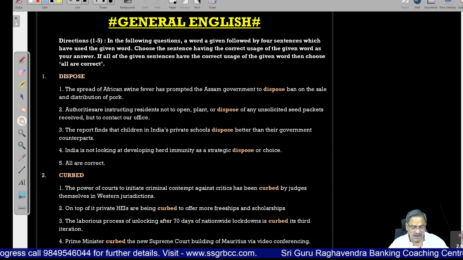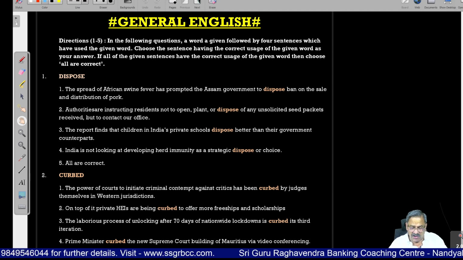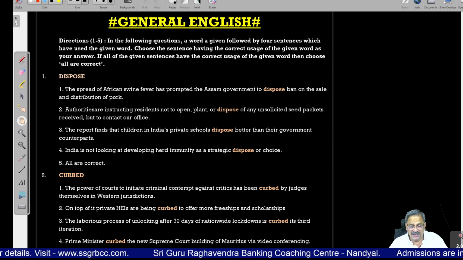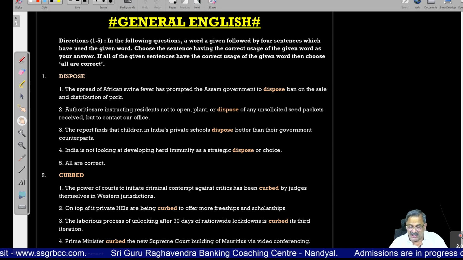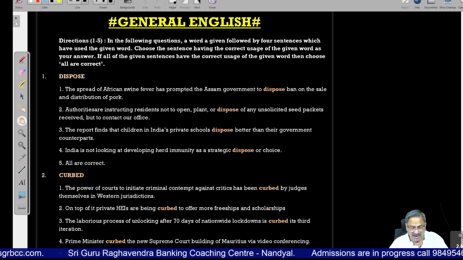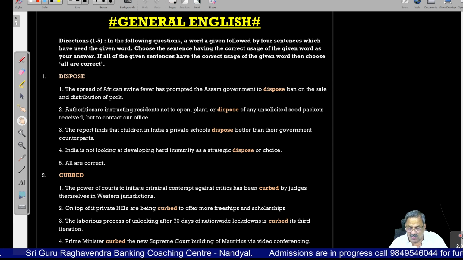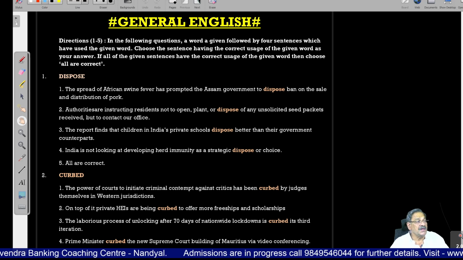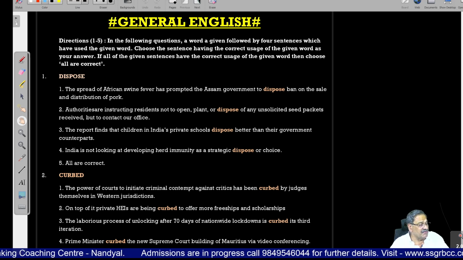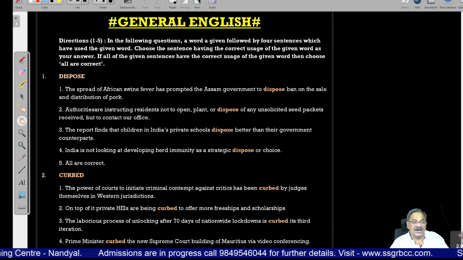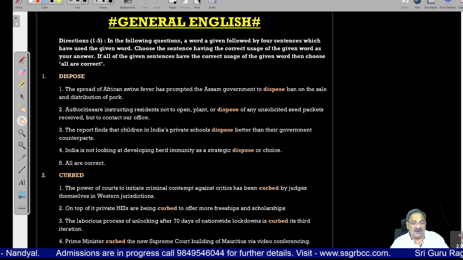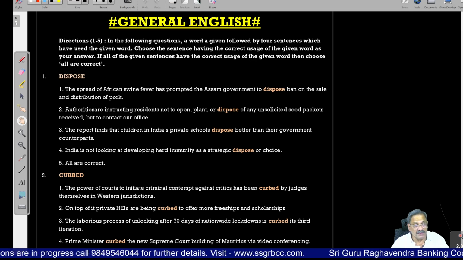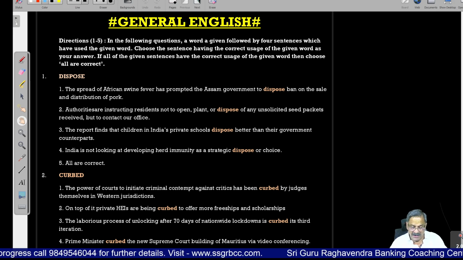In the following questions 1 to 5 in this paper, a word is given followed by 4 sentences which use the given word. Choose the sentence having the correct usage of the given word as your answer. If all the given sentences have the correct usage of the given word, then choose all are correct. First of all, you have to decide the given word's character, whether it is a noun or adjective or verb or adverb. Here, dispose, disposed, disposed. That means verb. Dispose is a verb.